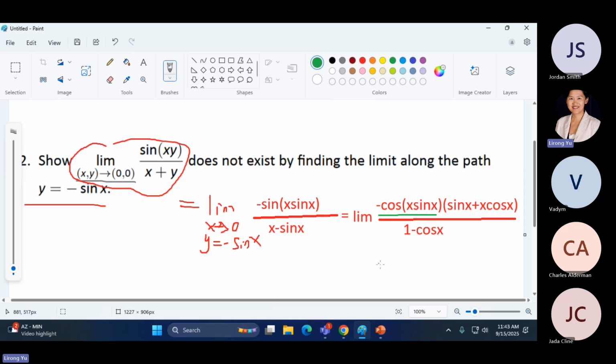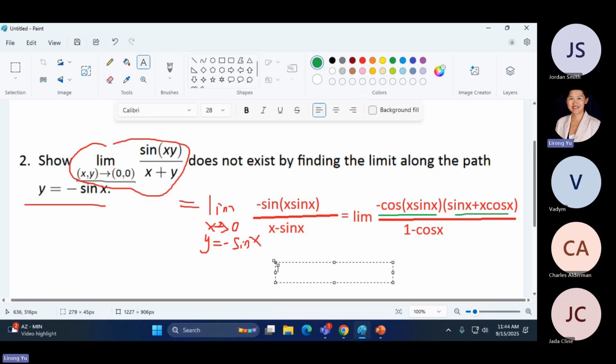Right, and then we have to do L'Hopital once again. Those are still 0, right? This is sine 0, which is 0. This is 0 times 1. That's still 0. So the numerator is approaching 0. The denominator is still approaching 0. To prove the limit does not exist, we have to do L'Hopital once again. So apply L'Hopital one more time.